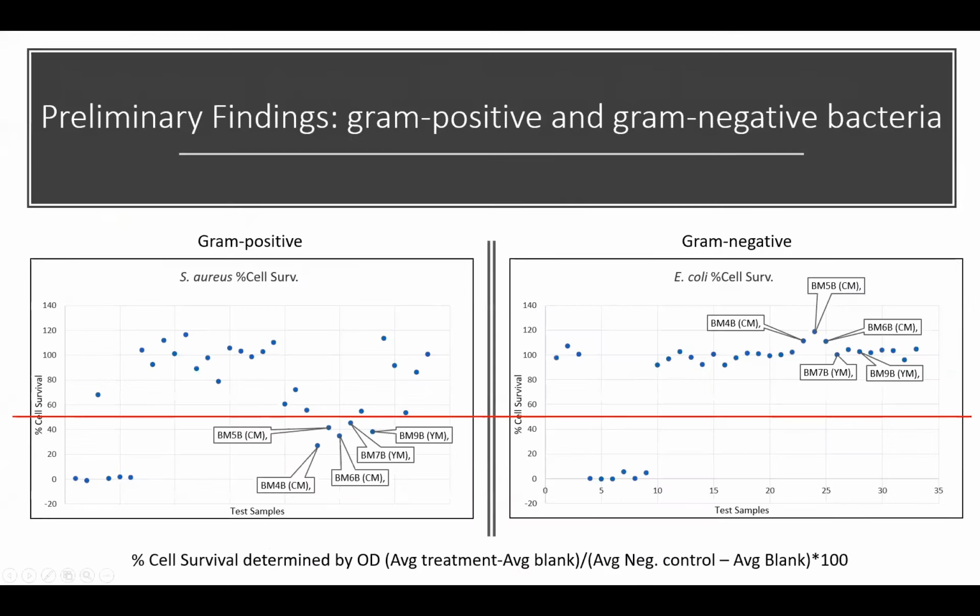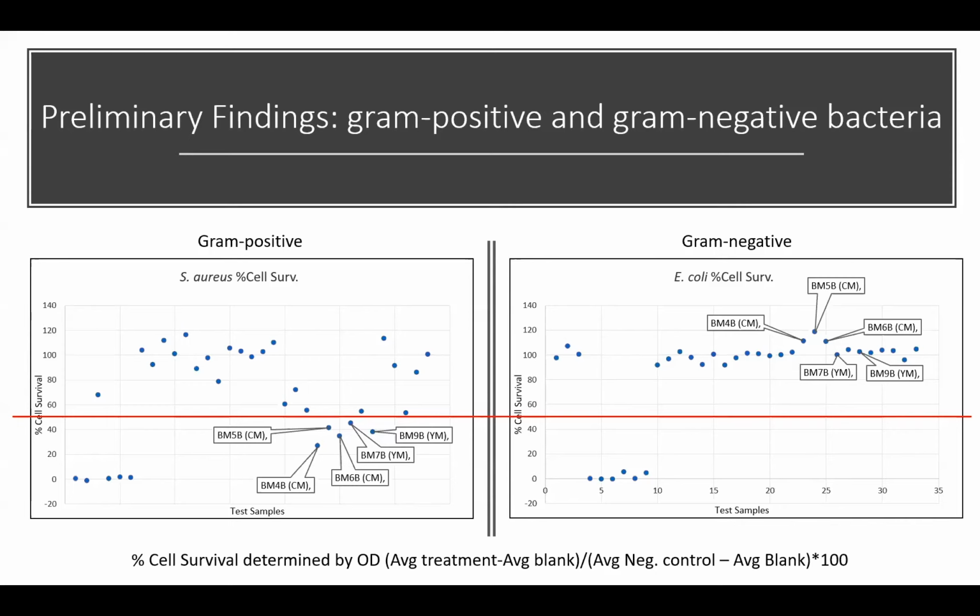The other preliminary data that I have so far is an initial bioassay against a gram-positive and a gram-negative bacterium. So this red line that you're seeing across the screen marks a 50% cell survival, and this is a metric used as an early indicator for a positive hit to further explore. So it shows that the extract is displaying some sort of significant activity.